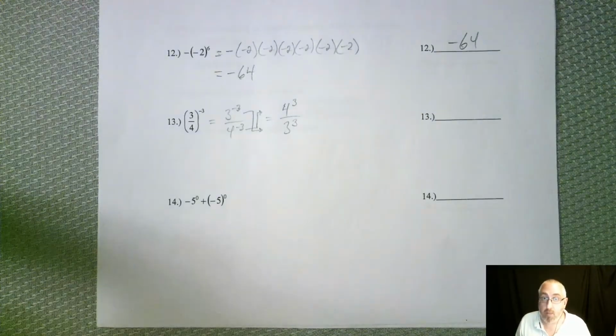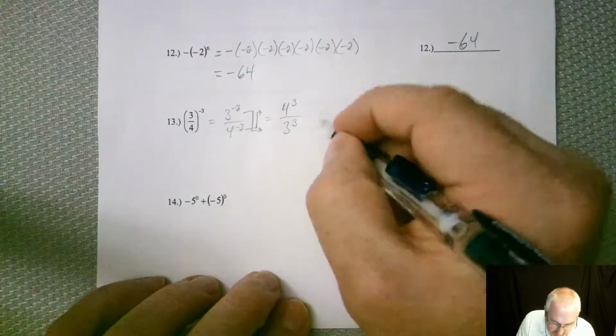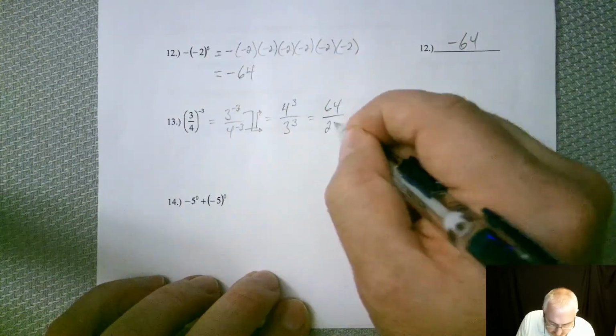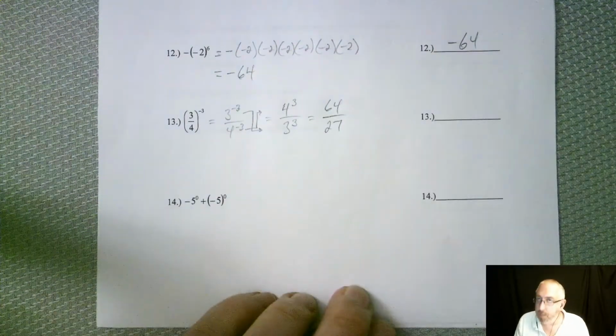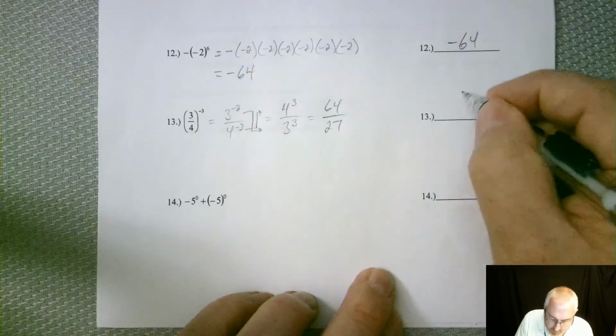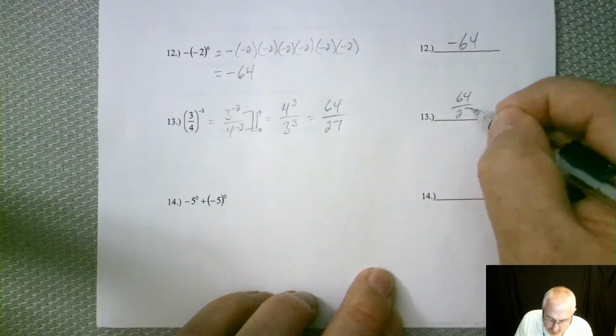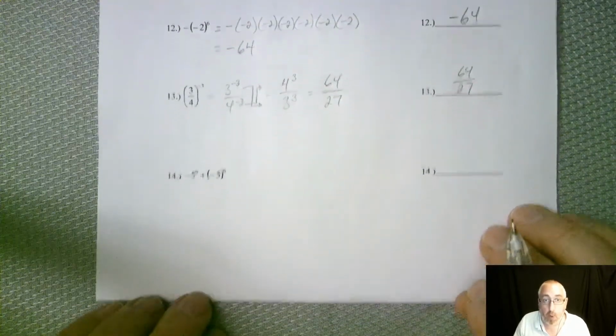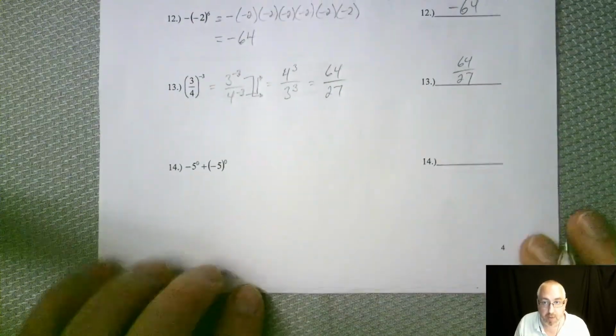So we end up with 4 to the third over 3 to the third, which we can do much, much easier. So this is going to be 64, and this is going to be 27. Again, it's improper, but that's okay. If they don't specify, then you're good. All right, one more of these, and that will wrap up this page.